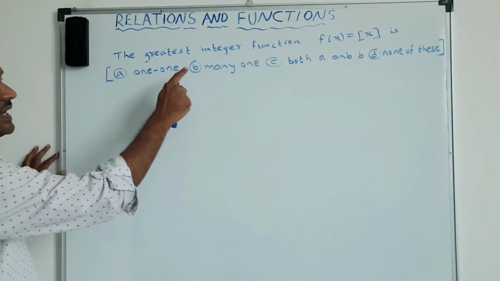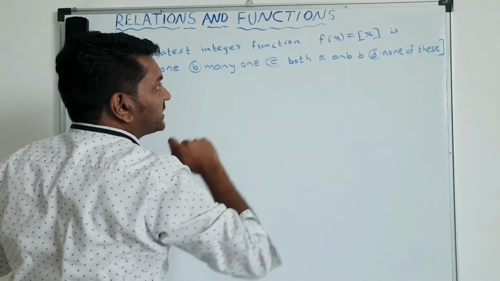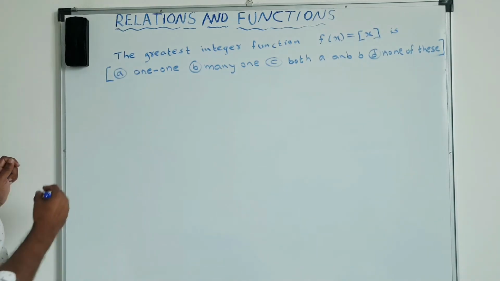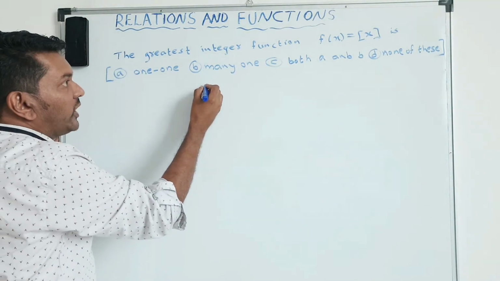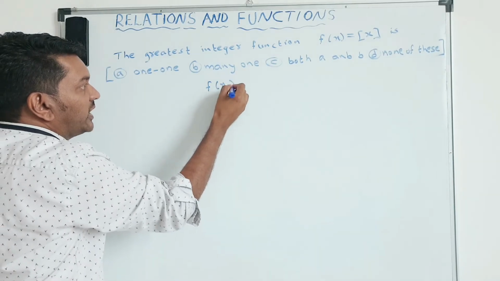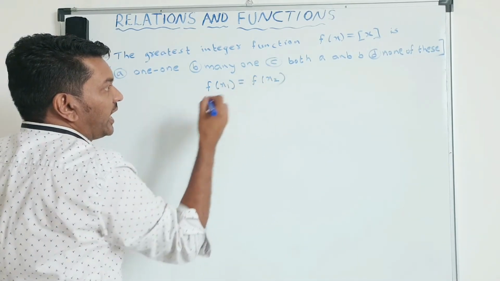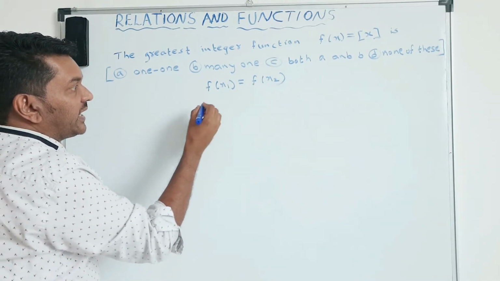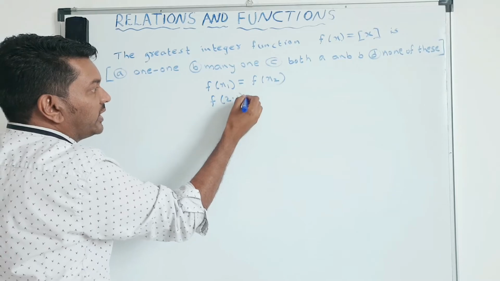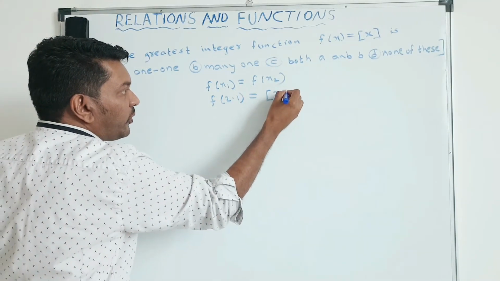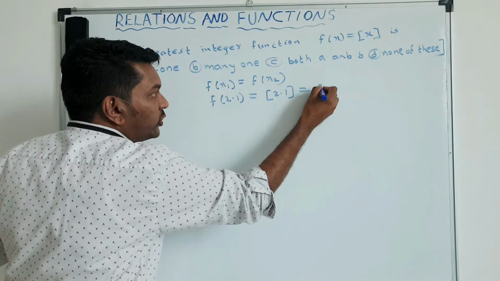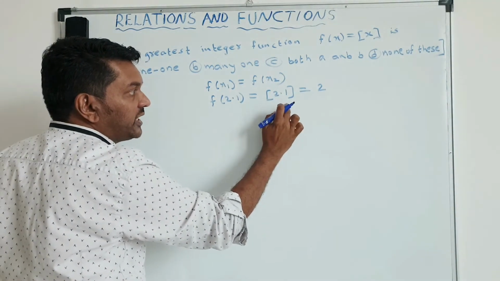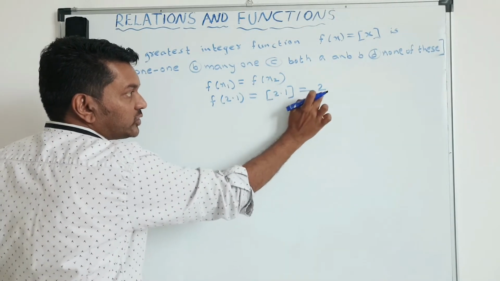Now next question, the greatest integer function f of x equal to greatest integer x is. They are asking whether it is 1 to 1 function or many one function. So checking for 1 to 1, I am taking f of x1 equal to f of x2. I need to see whether x1 equal to x2 or not. So I am taking an example of f of 2.1, means greatest integer of 2.1, which is equal to 2. Greatest integer means the first integer to the left of it in the number line. Left of 2.1 is 2.